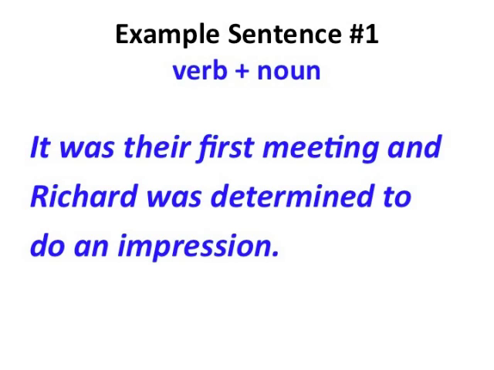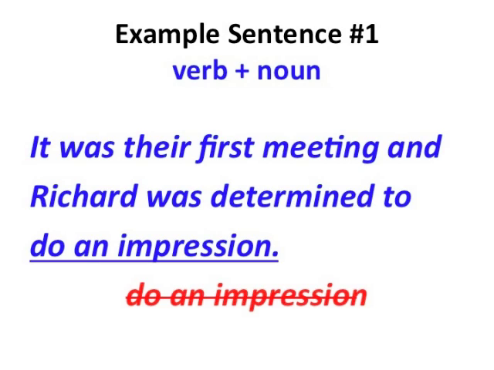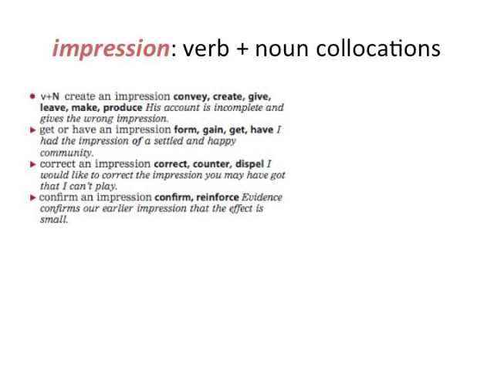It was their first meeting and Richard was determined to do an impression. In this sentence we have a collocation problem. Did you find it? It has something to do with the verb. Doing impression sounds awkward in English. In order to address this collocation problem, we'll find the word impression in the Macmillan Collocation Dictionary. Why? Because we need to find the correct verb for the word impression.